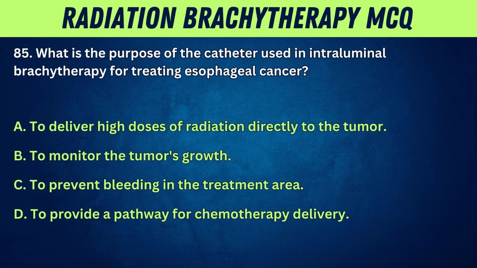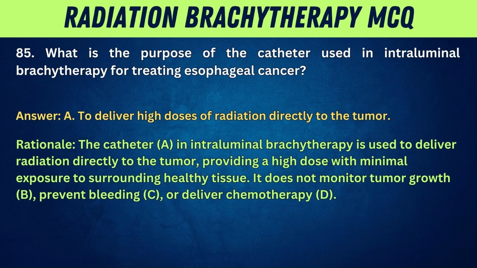85. What is the purpose of the catheter used in intraluminal brachytherapy for treating esophageal cancer? A. To deliver high doses of radiation directly to the tumor. B. To monitor the tumor's growth. C. To prevent bleeding in the treatment area. D. To provide a pathway for chemotherapy delivery. Answer: A. To deliver high doses of radiation directly to the tumor.